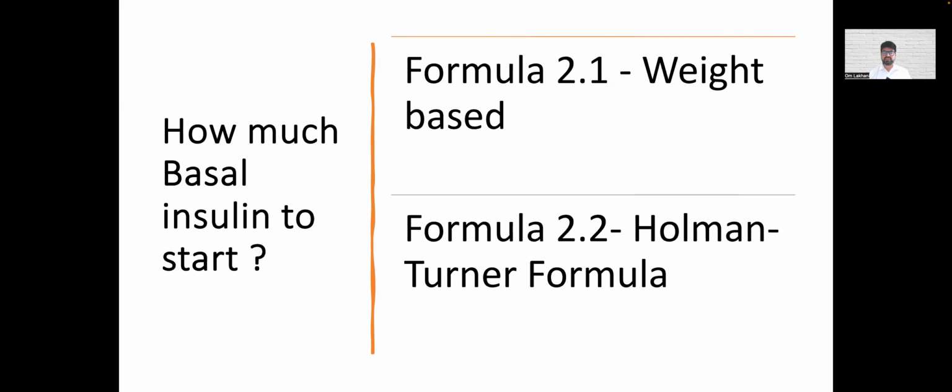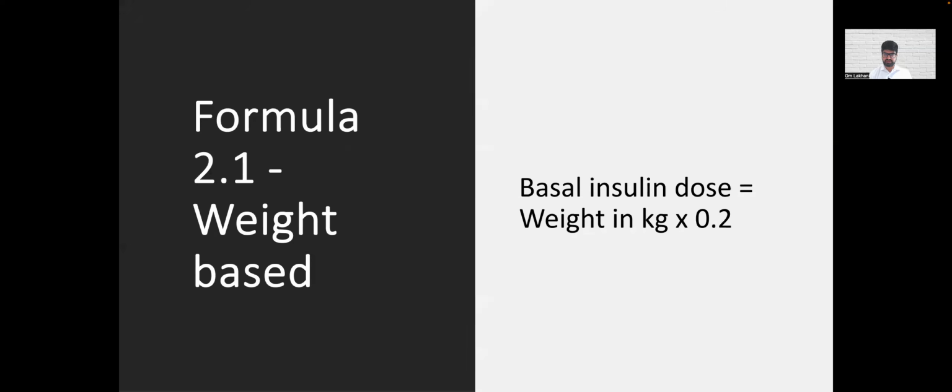Now, let's say you decided to start a patient on basal insulin. How much basal insulin to give? That depends on two formulas. One is a weight-based formula, which is given by the manufacturer. And second is what is known as the Holman-Turner formula, which comes from their Treat to Target study. Let's look at each of these. So first is a very simple weight-based formula.